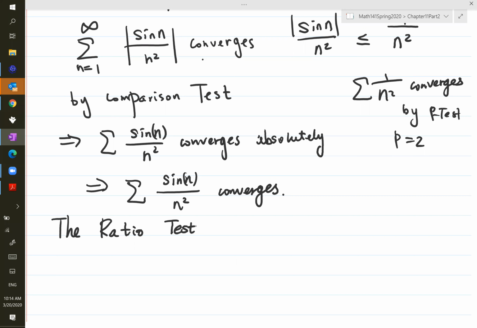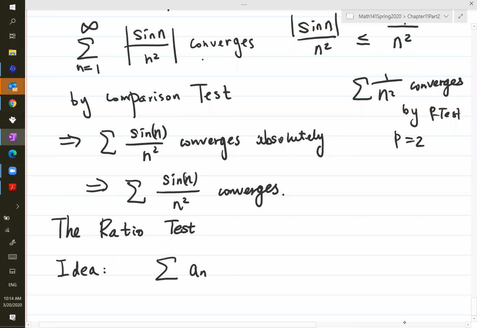So we often try to compare a series with a geometric series or a p-series. The ratio test is actually a comparison with a geometric series. So the key idea: suppose we are given a series.